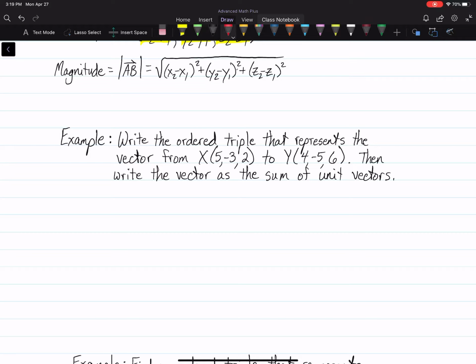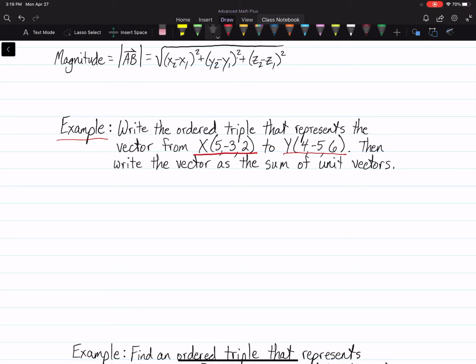So here we go. The first example says write the ordered triple that represents the vector from X(5, -3, 2) to Y(4, -5, 6). Then write the vector as the sum of unit vectors. I'm also going to find the magnitude. It didn't ask to, but just to show you how. So first, find the vector.